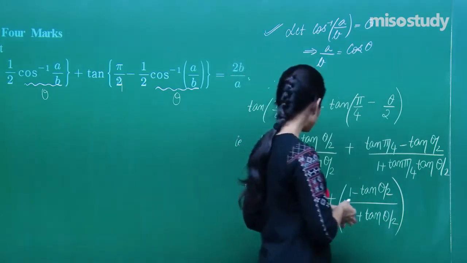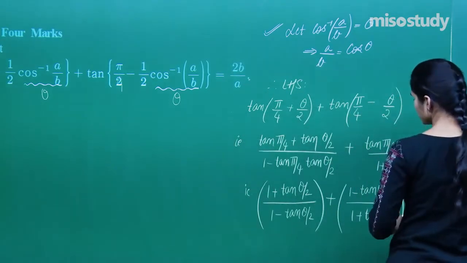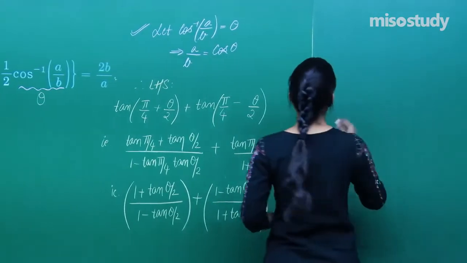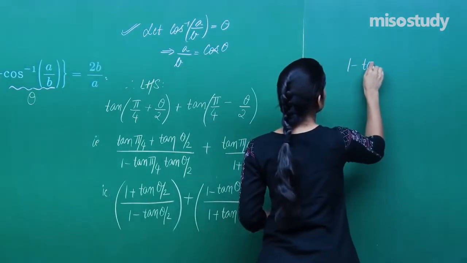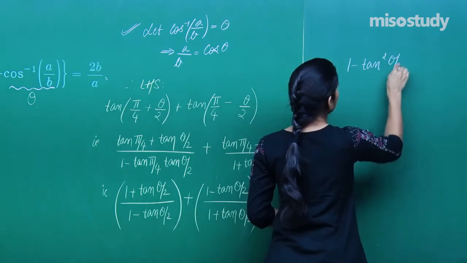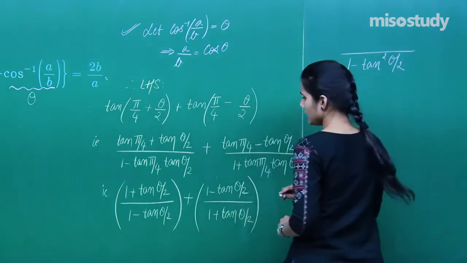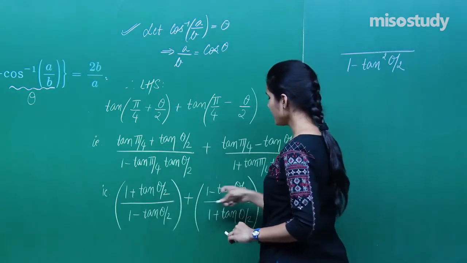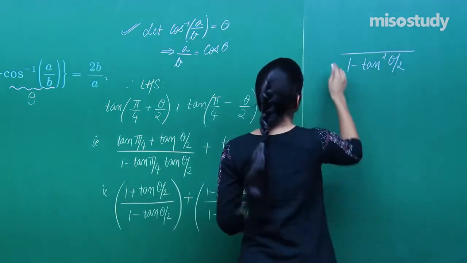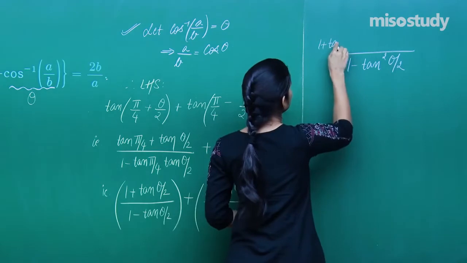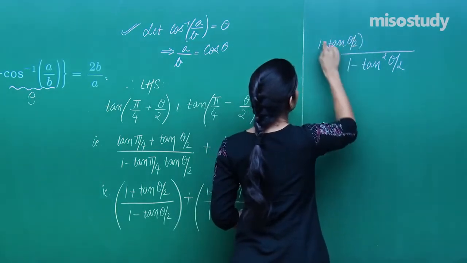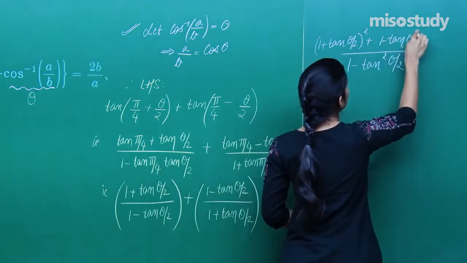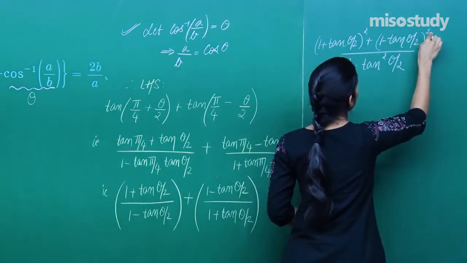Clearly, you can take out the LCM as 1 minus tan theta by 2 into 1 plus tan theta by 2. a minus b into a plus b is a square minus b square. So, LCM is 1 minus tan square theta by 2, that's the LCM. And here you have 1 plus tan theta by 2 whole square plus 1 minus tan theta by 2 whole square.